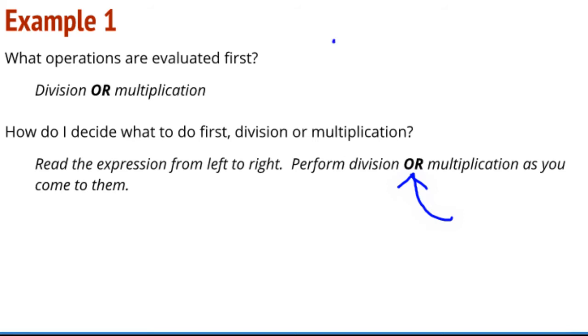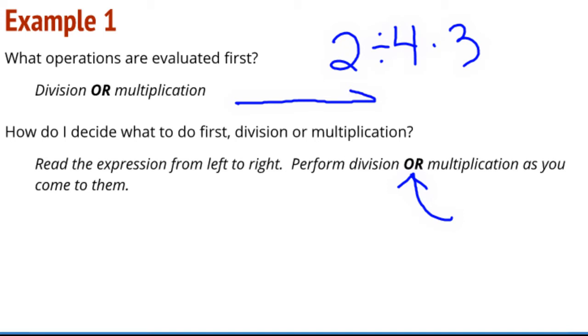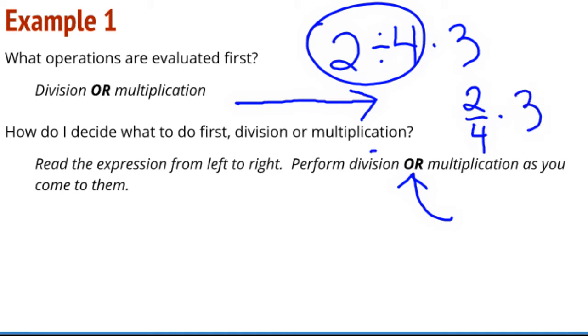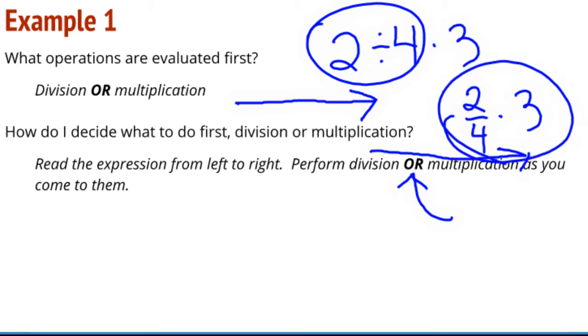So for example, if I've got 2 divided by 4 times 3, I'm going to start on the left-hand side, and I'm going to go until I get to the division symbol, and then I will perform the division operation. I'll have 2 divided by 4 times 3. And then I'll start on the left again, and I will go until I get to the multiplication operation, and then I will do the multiplication and get 6/4.